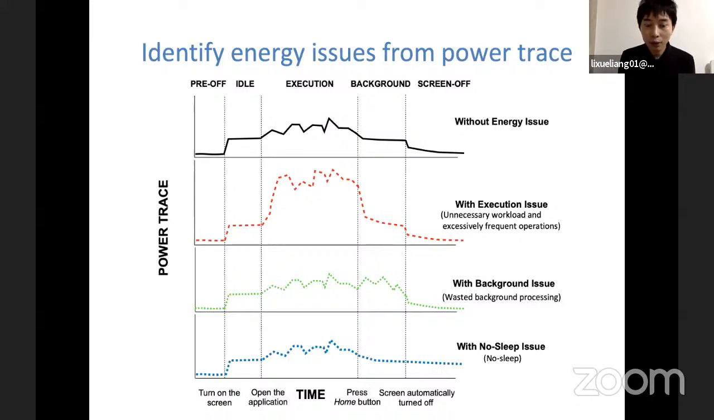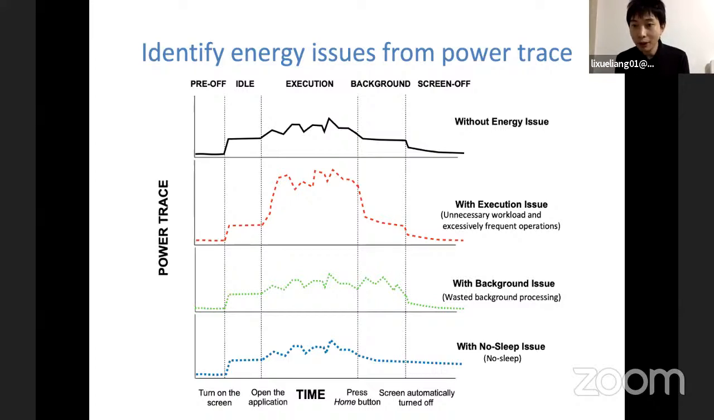And then we press the home button to put our application into the background. And now we are at the background stage. Later the screen will be automatically turned off, so we enter the screen-off stage. This stage division can help us identify 3 types of energy issues.